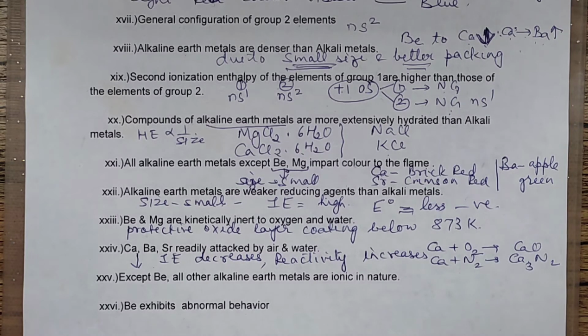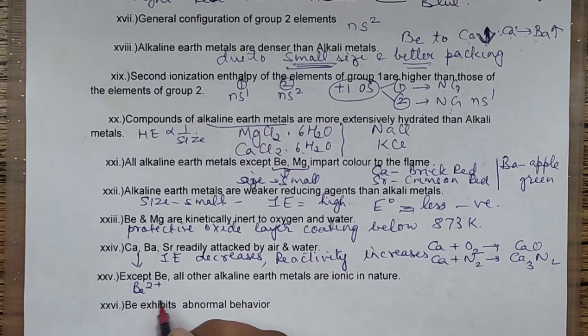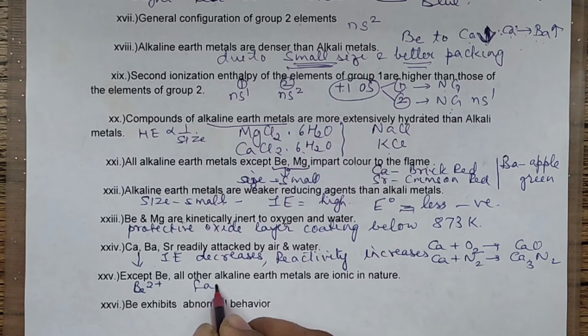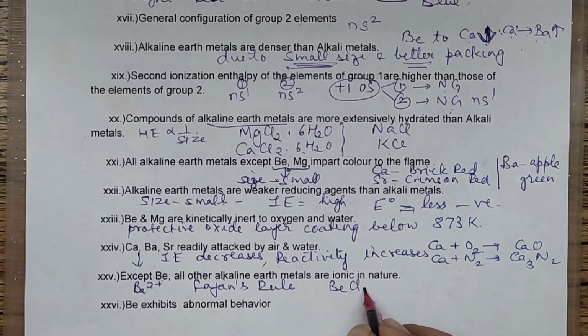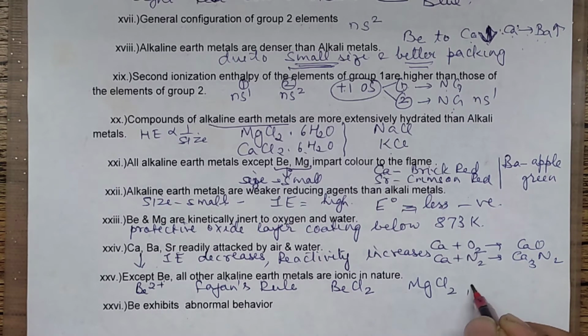Next, they say that except beryllium, all other alkaline earth metals are ionic in nature. Means their salts are ionic in nature. That is due to small size of beryllium ion. Beryllium ion is smaller in size, due to which, as per Fajan's rule, it will have more tendency to polarize the anion. So because of more polarizability, beryllium forms covalent halides. For example, we can have BeCl2. It is covalent. Whereas if you take any other halide, say magnesium, calcium, strontium, whatever, they are all ionic in nature. That's because the cation is larger and has less polarizing ability.